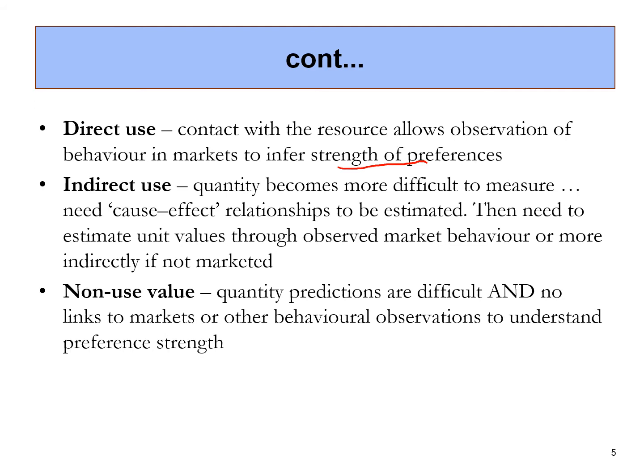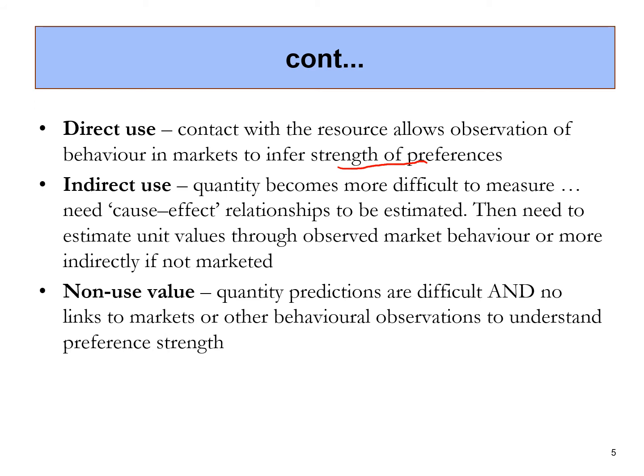Indirect use value, the quantity becomes more difficult to measure. So we need to have the cause and effect relationship to be estimated. For instance, because of the oil spill, it has an effect of bad smell on the surroundings. So because of this effect, definitely we have to do something to treat it.